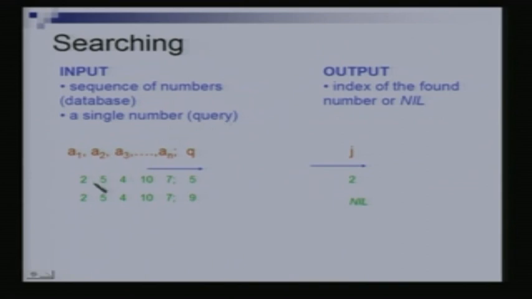So for example, I could have 2, 5, 4, 10, 7 as the keys in my database, and my query is 5. What do you have to return? You have to return the position of this key in this database. Where is it sitting? So the index of the found number, or null or nil. So 5 is sitting at position 2, so you return 2. While here 9 does not appear anywhere, so you return nil, saying it does not appear.